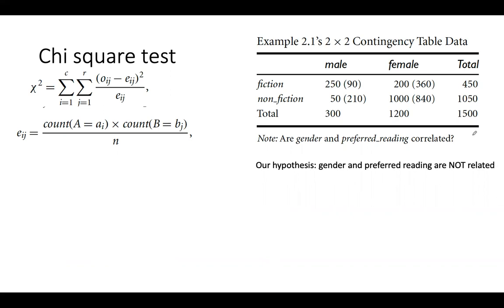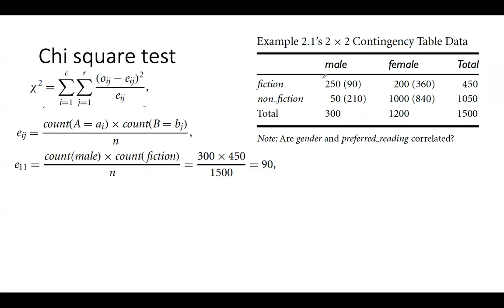Given this contingency table, we have gender and preferred reading. The goal here is to come up with a hypothesis. Our null hypothesis is that gender and preferred reading are not related. So we have male, female, fiction, and non-fiction. We have this data. The next thing we want to do is to compute based on this formula.